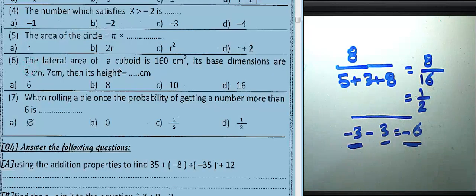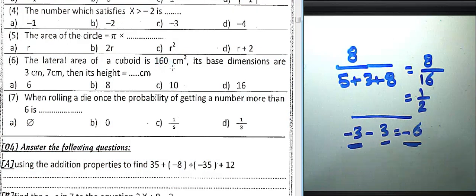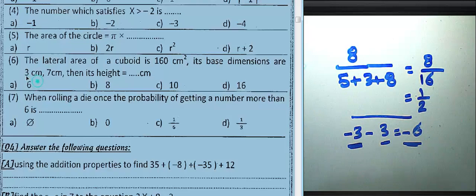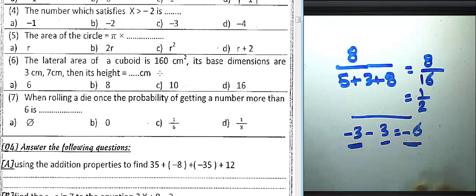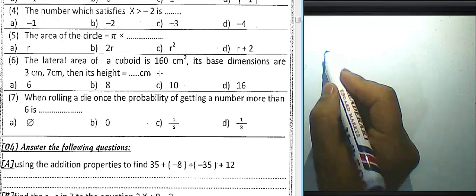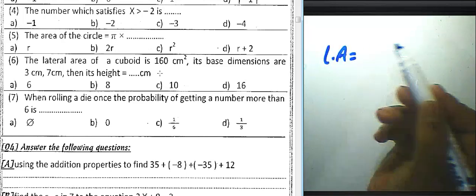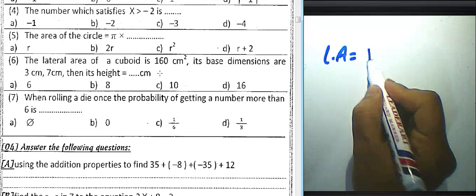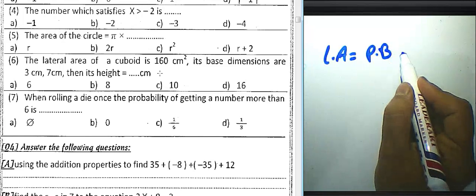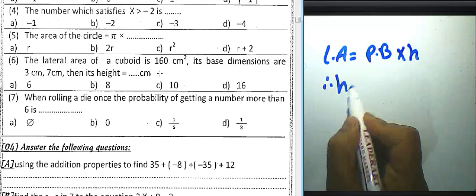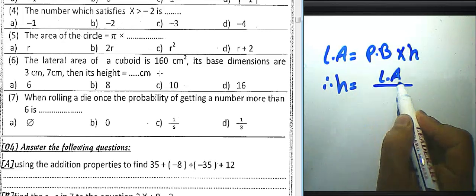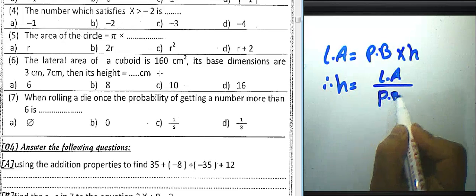Question 6. The lateral area of a cuboid is 160 square centimeters, and the base dimensions are 3 centimeters, 7 centimeters, and its height equals b. To find the height, we must divide the lateral area of the cuboid over the perimeter of the base, because look here, lateral area of the cuboid means perimeter of the base multiplied by height. Then to find the height, you must divide the lateral area by the perimeter of the base.